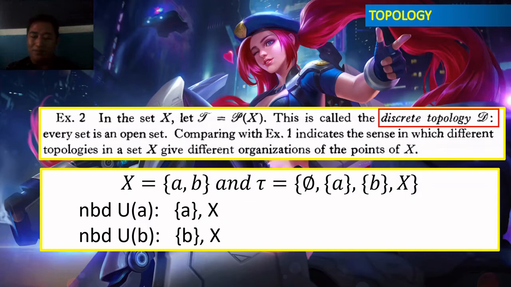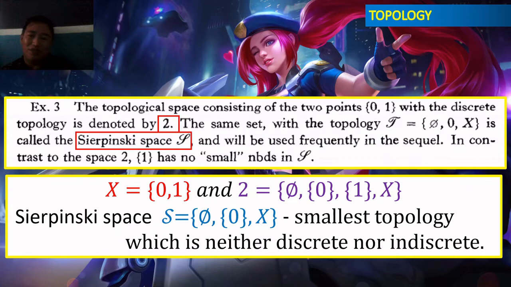Next. The topological space consisting of two points, 0 and 1, with the discrete topology is denoted by 2. So if X is {0, 1}, tau 2 is just equal to the empty set, the set containing 0, the set containing 1, and then X. So we will use 2 here, but this is not an ordinary number 2. It is a set.